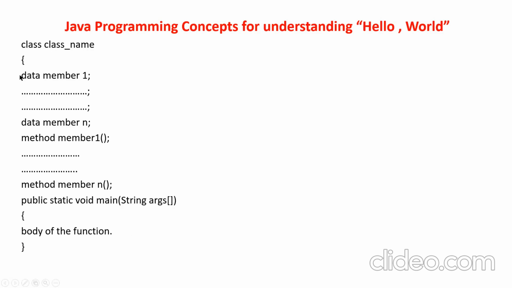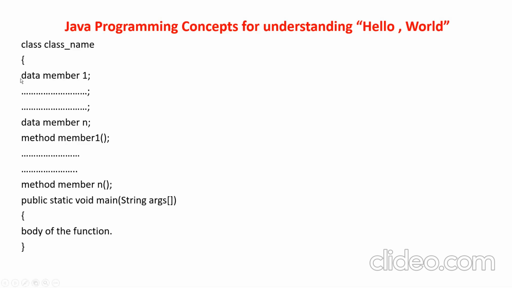If I'm not mentioning the word static before any of these data members or method members, I need to first create a copy of this class. That copy is called an instance or object. Then I can perform operations over these data members as well as method members. That is the basic concept behind this.